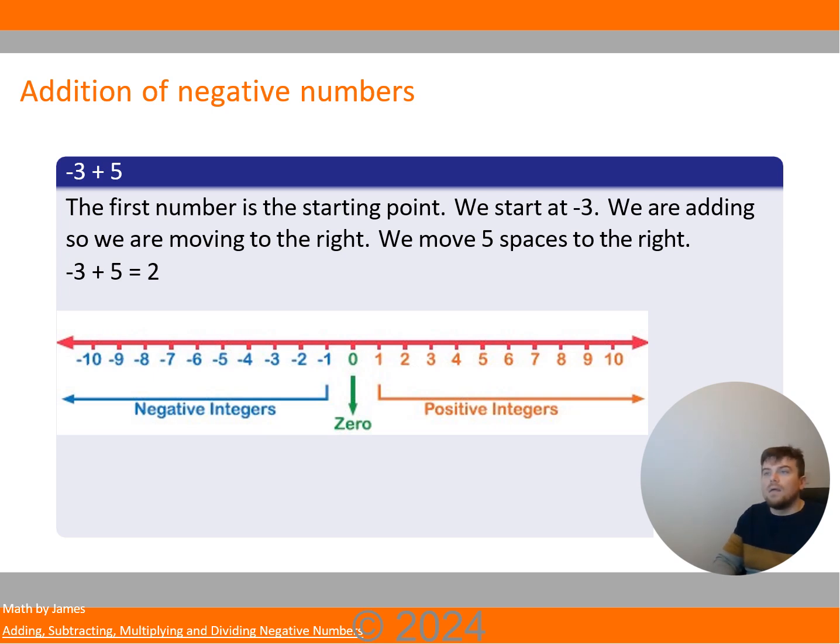So what we do here is, we start at negative 3, and then we move 1. We do that with the highlighter. We move 1, then we move 2, then we move 3, then we move 4, and then we move 5 spaces here. So this then gets us to 2. So we can see here 1, 2, 3, 4, 5 along.